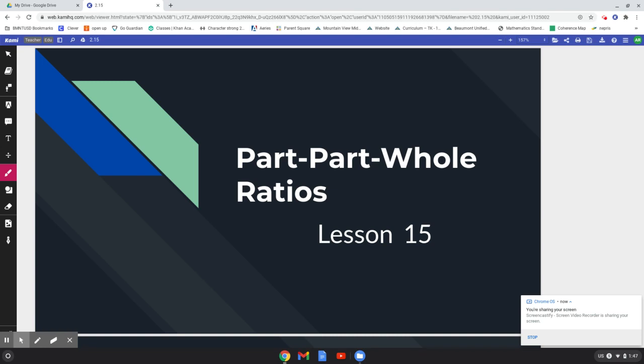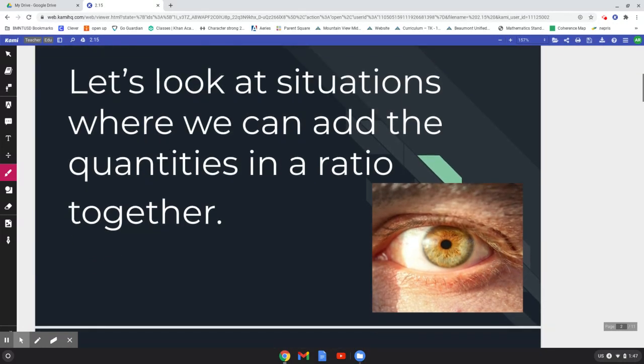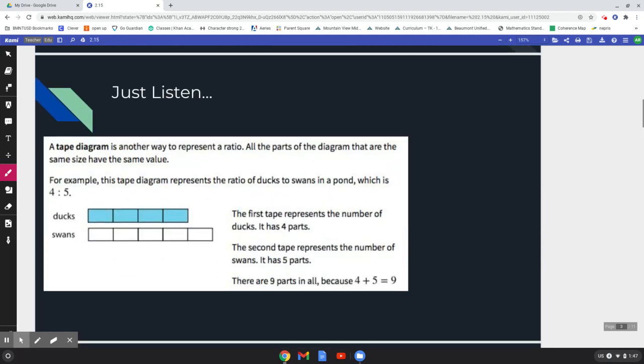All right, so today we're going to be dealing with ratios, but we're going to be doing them in a little bit of a different way. We're going to be using tape diagrams. So that's going to be the topic for today. We're on lesson 15. It says, let's look at situations where we can add the quantities in a ratio together. So you're just listening for now.